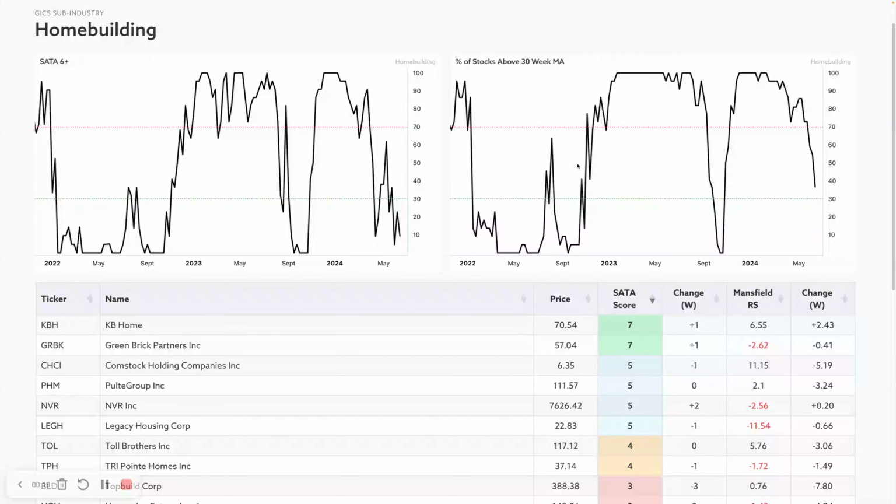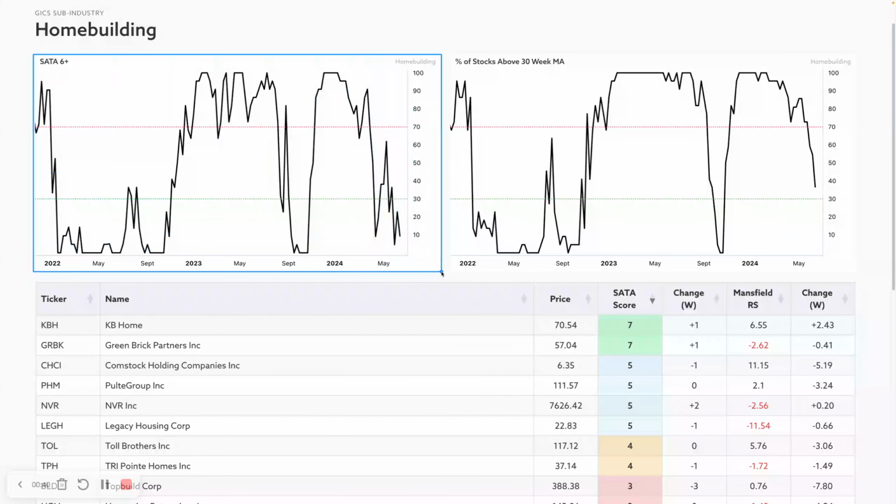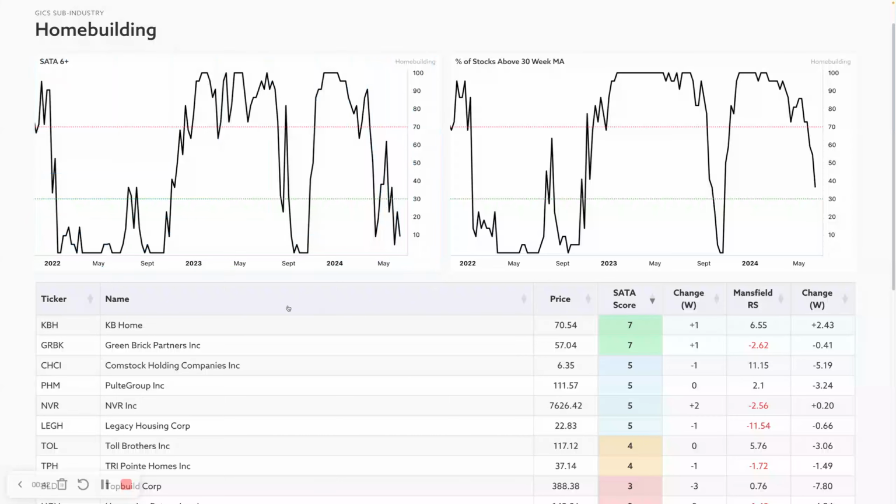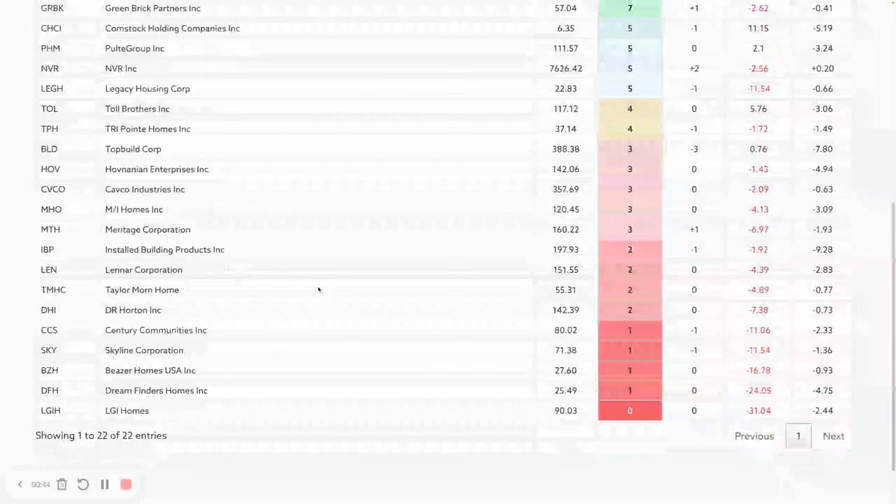So starting off with the new GICS sub-industry, industry and group pages, where I've added a few market breadth charts into the mix. We're soon going to have price charts for these as well, but you can now see the percentage of stocks on a SATA score of 6 or above in this area here. So this is the home building group, for example. You can see the table below.